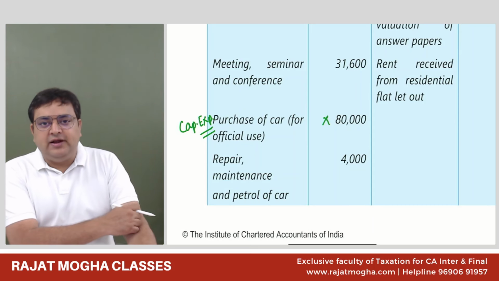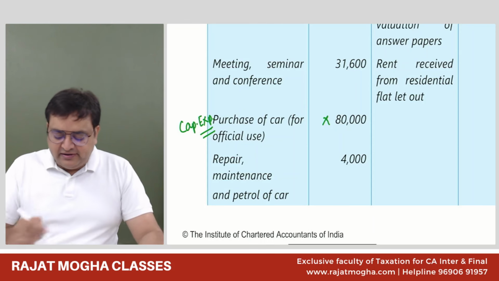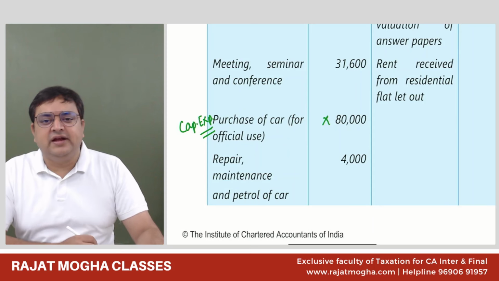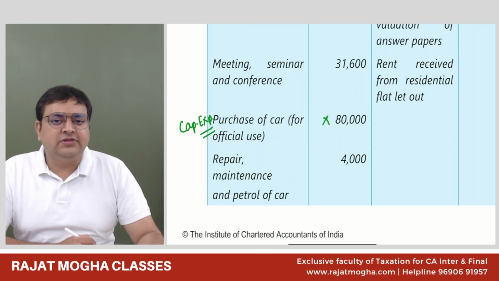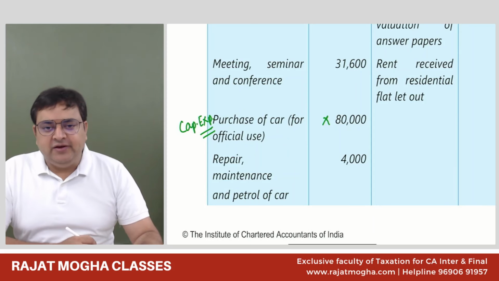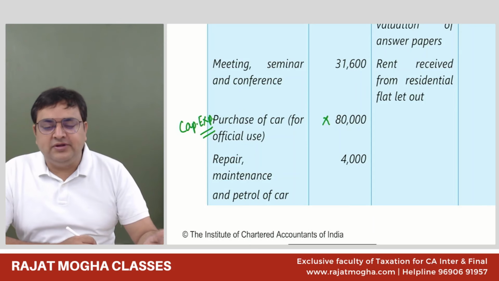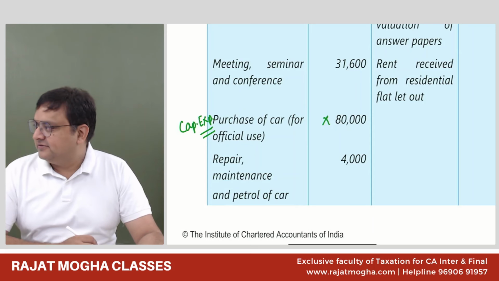However, we will be allowing the depreciation on it. They are telling us that it is used for official purpose, so we can claim the depreciation. What is the rate of depreciation on cars? 15 or 30? It would be 15. 30 is only for those assessees who are engaged in the business of running or hiring of cars.